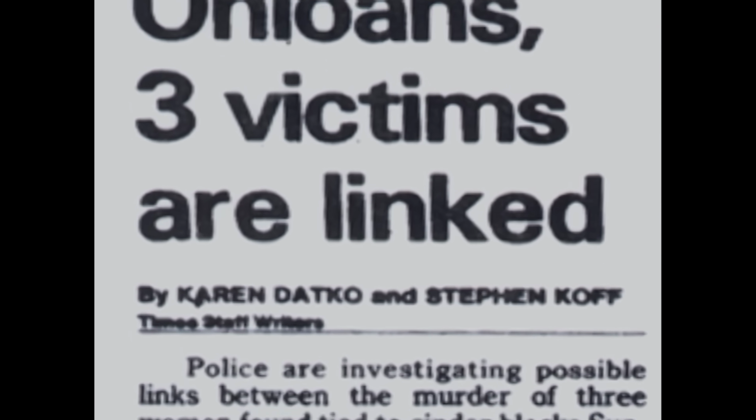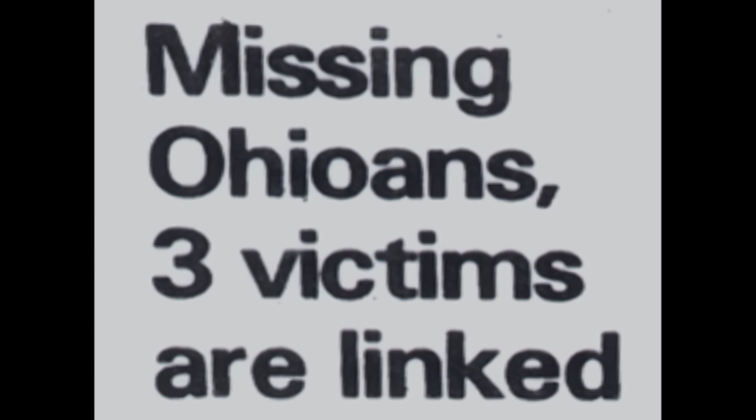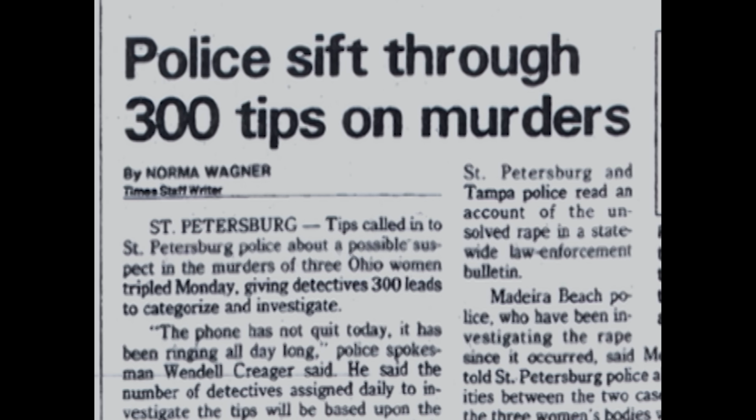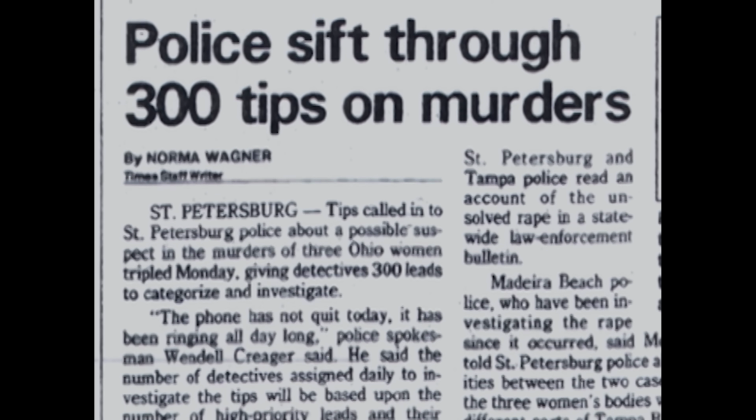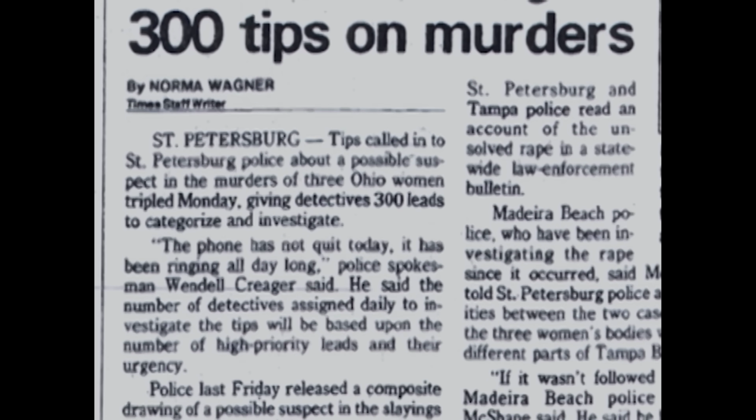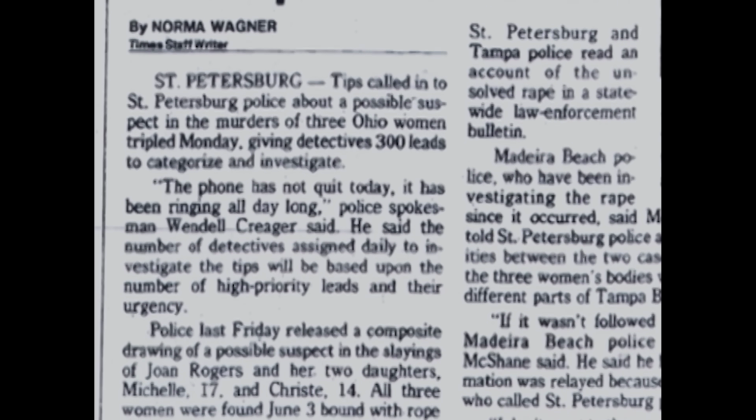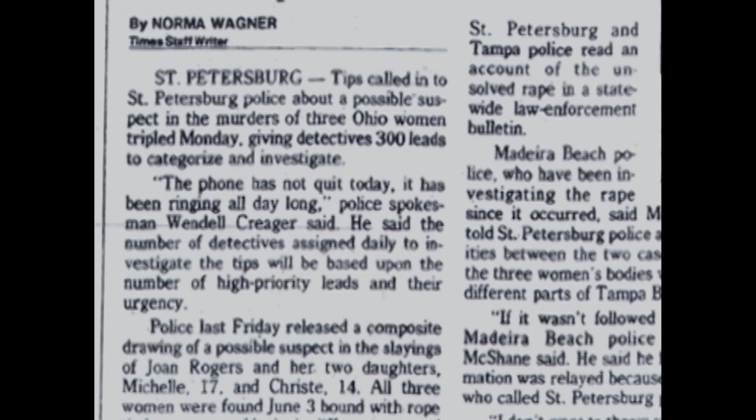The case was heavily publicized, hoping that someone who knew the victims would come forward. Hundreds of leads poured in. 60 detectives were assigned to follow up. Not one lead panned out.